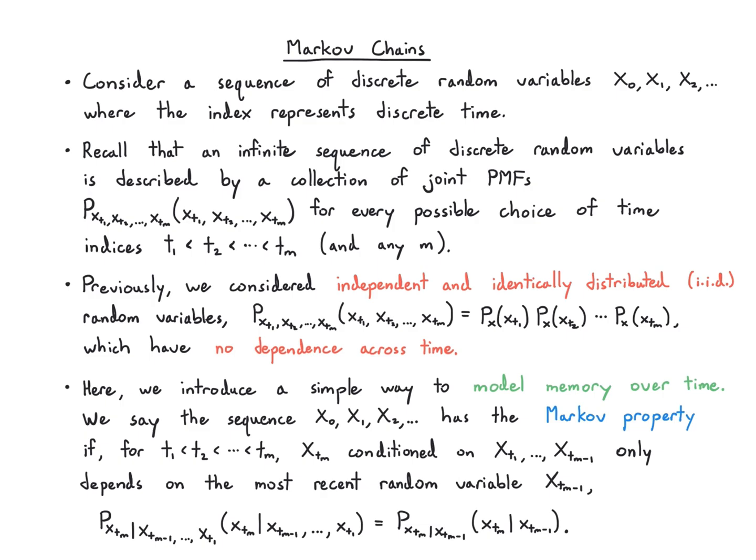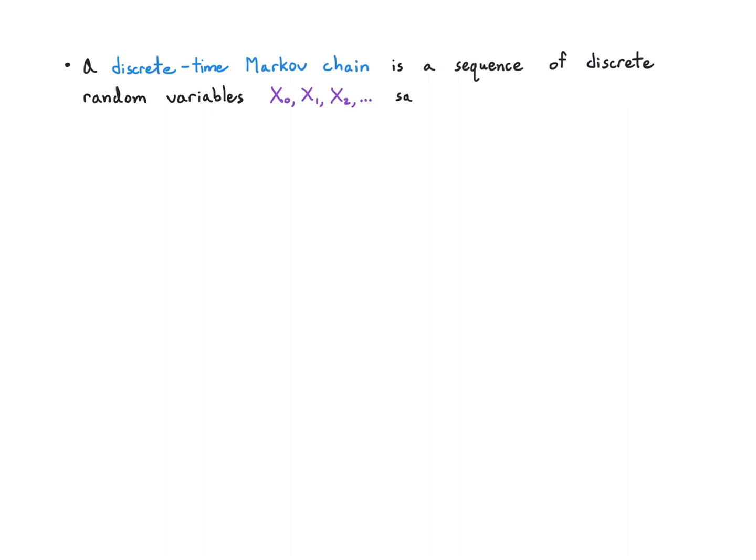So the most useful thing, and really the only useful thing for me to predict what's going to happen next, is the previous time. In the IID case, it didn't matter. Everything was independent. If I condition, the conditioning just goes away. Here, if I condition on the history, only the most recent time matters. Okay, so a discrete time Markov chain is just a sequence of discrete random variables, as before we're calling them x0, x1, x2, and so on, satisfying the Markov property.